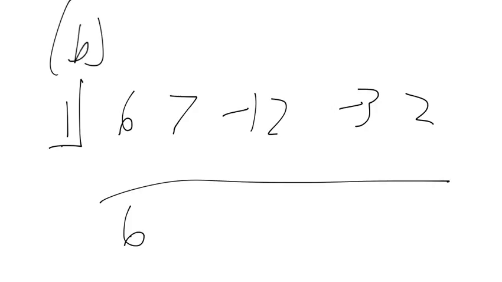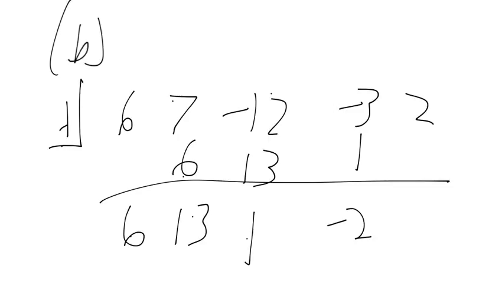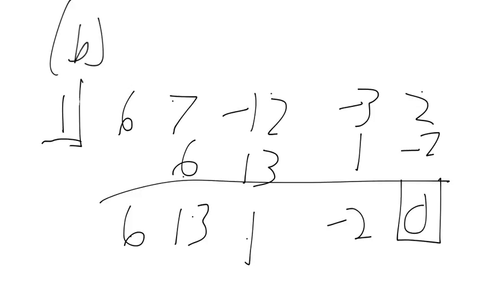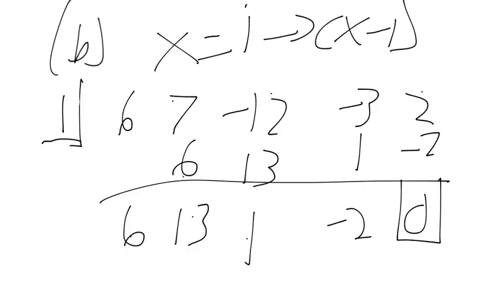Bring down our 6. 6 times 1 is 6. 7 plus 6 is 13. 13 times 1 is 13. Negative 12 plus 13 is 1. 1 times 1 is 1. Negative 3 plus 1 is negative 2. Negative 2 times positive 1 would be negative 2. 2 plus negative 2 gives you 0. So that tells you that x equals 1 is a zero, which means x minus 1 is a factor.